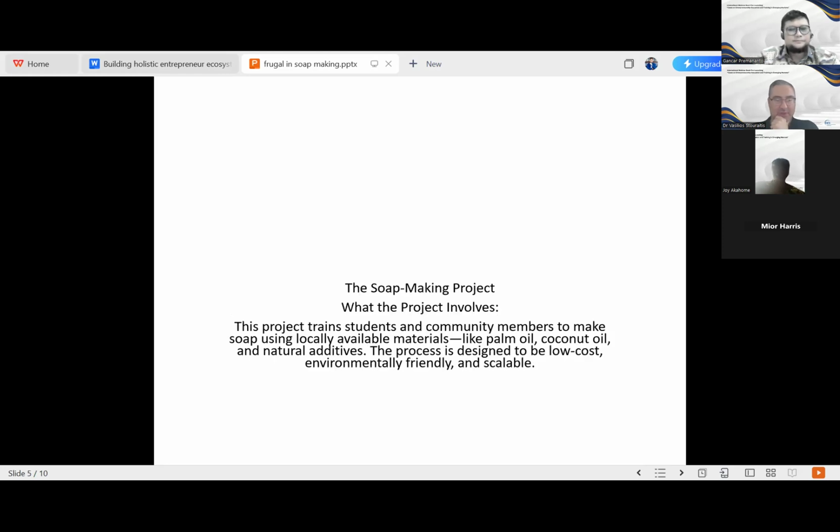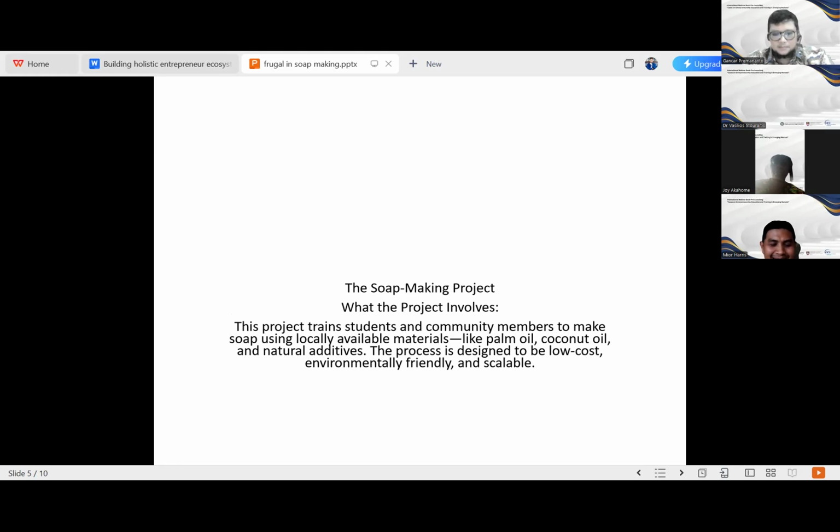Yes. Okay. So I'm on the soap making project. So what does this project actually involve? So this project has to do with helping to train students and community members in making soap, where they use locally available materials like palm oil. We have palm oil here. We make a lot from palm kernel, and we have coconut oil. We have a lot of palm trees available in the university environment. So we can use these as some of the ingredients in making soap.